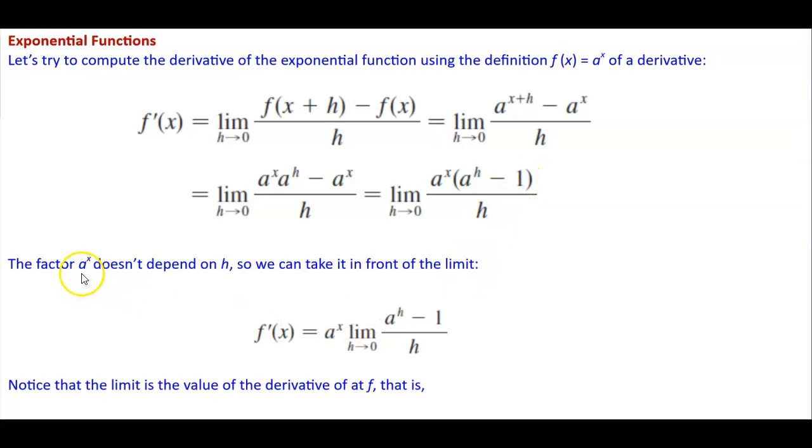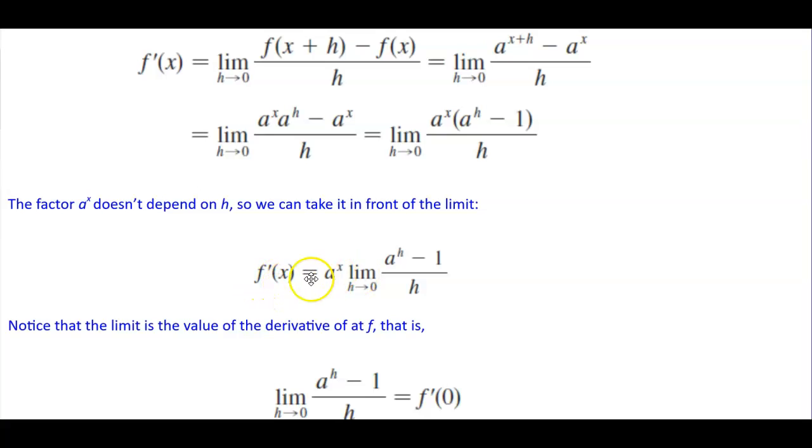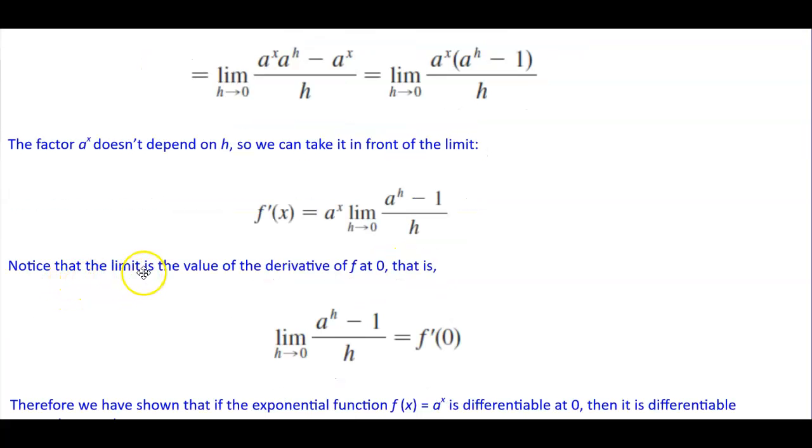Now, the factor a to the x doesn't depend on h, so we can take it in front of the limit. So this becomes f prime of x is equal to a to the x times the limit as h approaches 0 of a to the h minus 1 over h. Now notice that this limit is the value of the derivative of f at 0, because a to the 0 is equal to 1. So the limit of a to the h minus 1 over h is equal to f prime of 0.